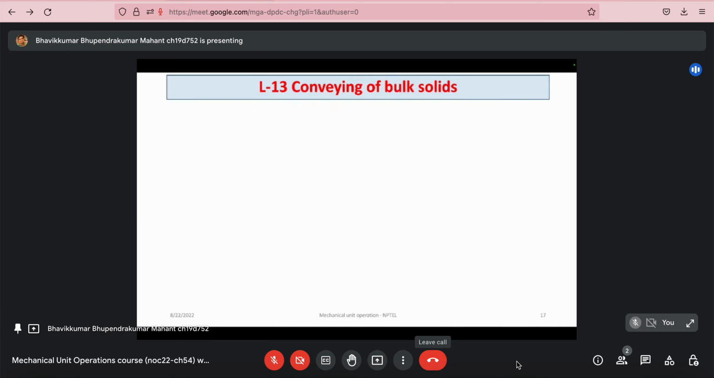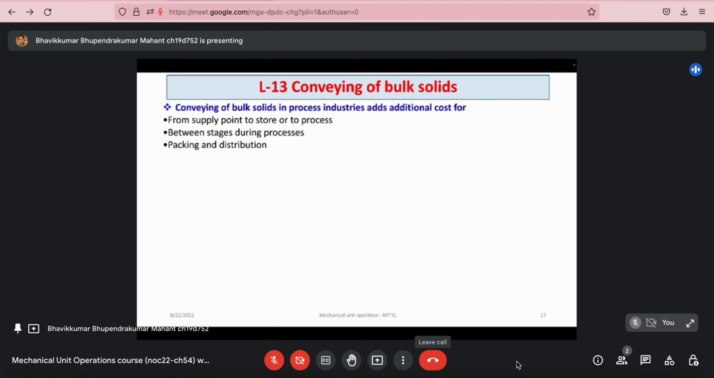Now we come to the last lecture discussion of this week, and from that we will be able to solve some examples, similar kinds of examples which are there in the assignment problems. Now we are at our final stage where we convey our bulk solids.